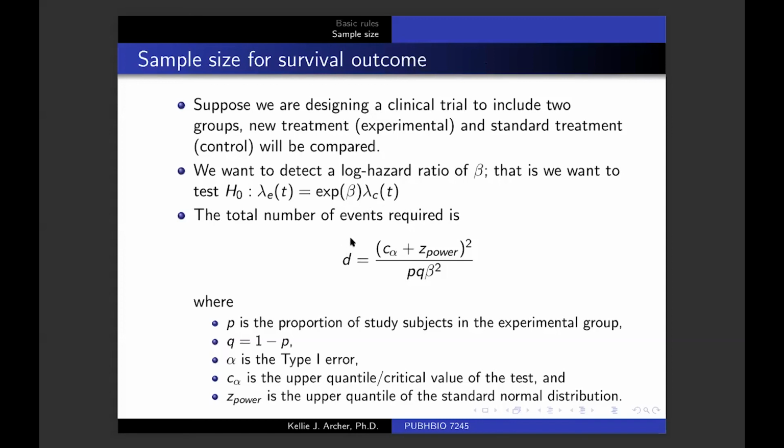Now, the total number of events is what we need to specify, not the total number of subjects that we enroll. Remember, not every subject that we enroll will experience the event of interest. So the total number of events is given by this equation, where P is the proportion of study subjects in the experimental group, Q is 1 minus P, the proportion in the control group. Alpha, again, is our type 1 error. This C sub alpha is the upper quantile of the critical value of the test. And then we also have Z associated with our power.